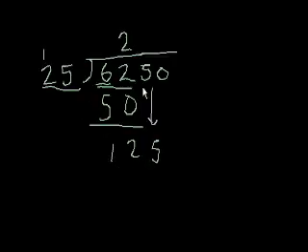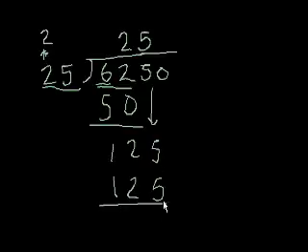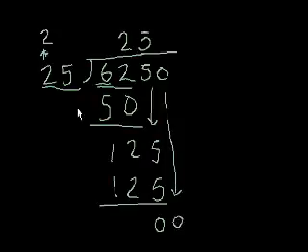So if we say 25 goes into 125 5 times, then we just multiply. 5 times 5 is 25. 5 times 2 is 10 plus 2, 125. So it goes in exact. So 125 minus 125 is clearly 0. Then we bring down this 0. And 25 goes into 0 0 times. 0 times 25 is 0. Remainder is 0. So we see that 25 goes into 6,250 exactly 250 times.